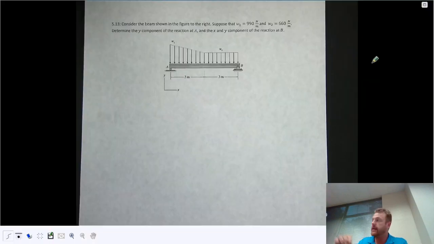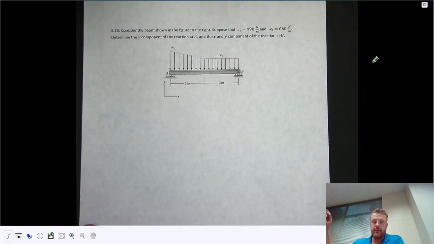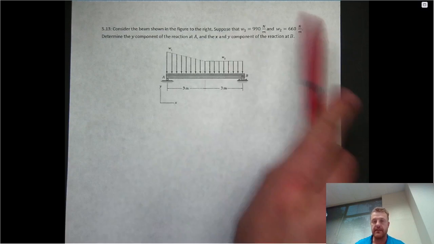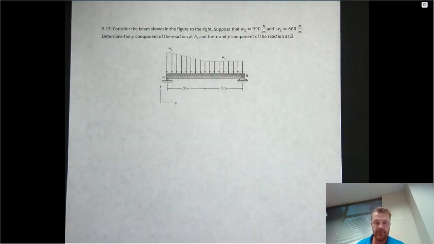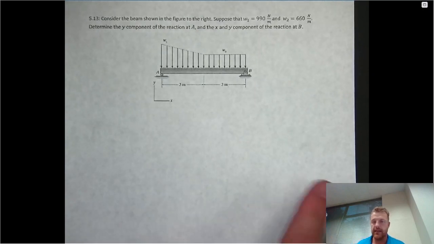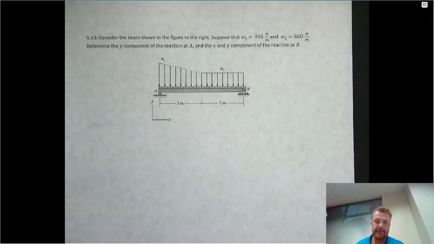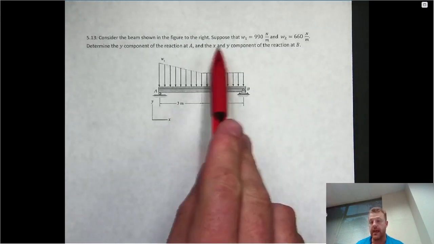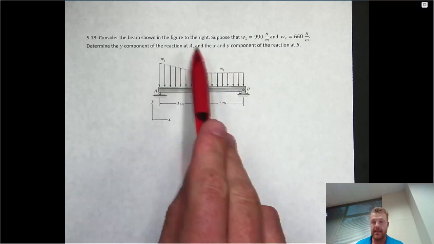So in this video, we're going to look at example 5.13 from the homework. We have a beam that's loaded with a distributed load, and we're given some parameters that define the actual load distribution. What we want to do is determine the y component of the reaction at A and the x and y component of the reaction at B. Now, one thing I'd like you to think about before we dig into this problem is why does the B reaction have an x component, but the A reaction doesn't?